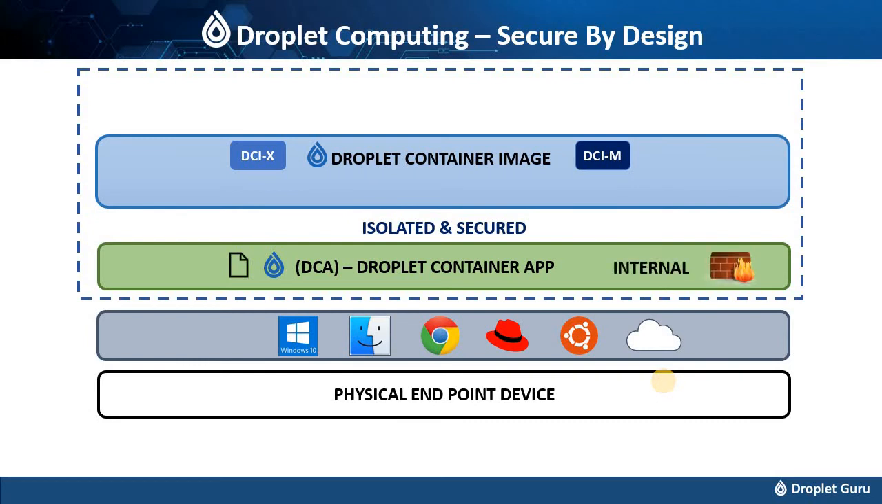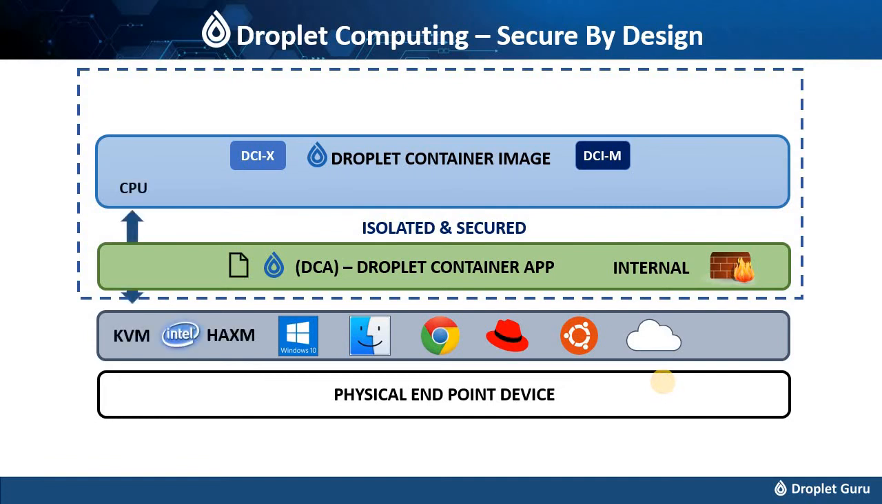Another key feature of Droplet Computing is the new internal firewall. This allows IT administrators to manage the traffic flow from the outbound perspective. So not only is it a sandbox container, you can also control the outbound traffic as well.